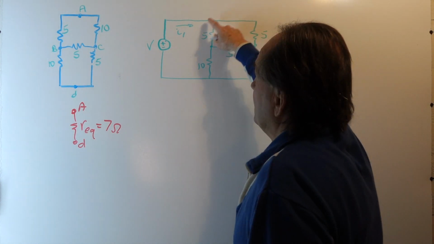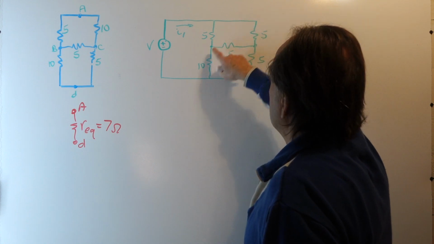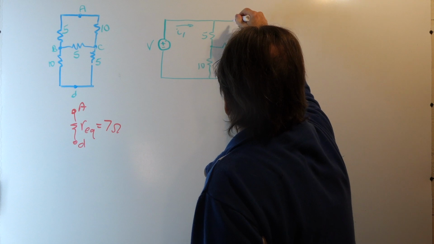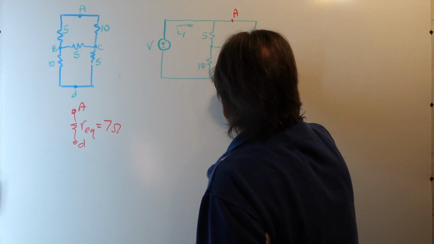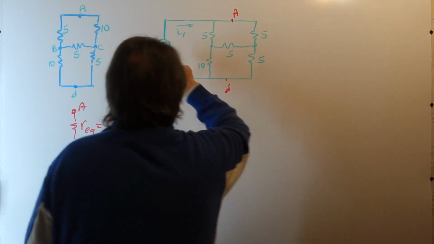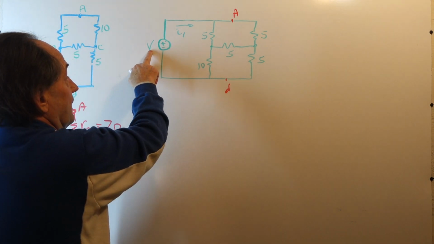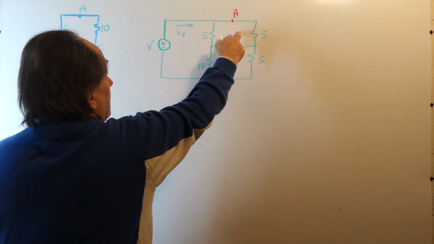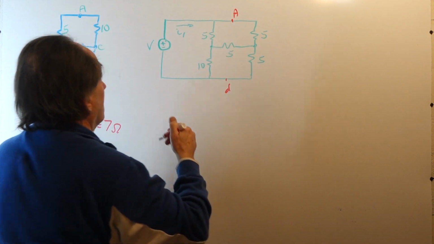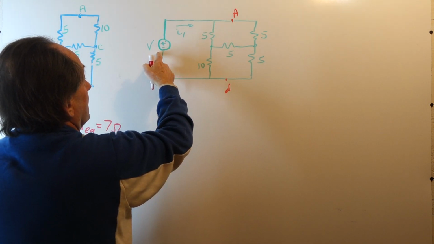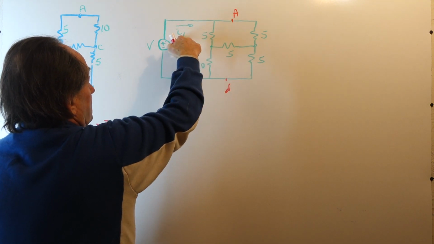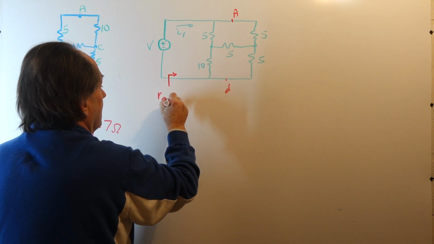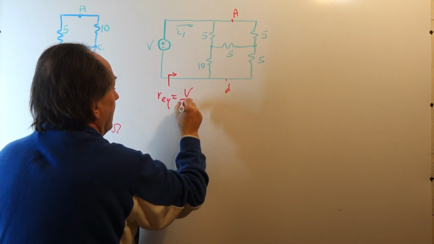Now, I have the network here. Here's node A, here's B, here's C, here's D. And I'm now driving the network between A and D with a voltage source. Now, what we want to do is find the current I1 that's driving this network and compute its value. And then our equivalent, looking in here, is just going to be V divided by I1.